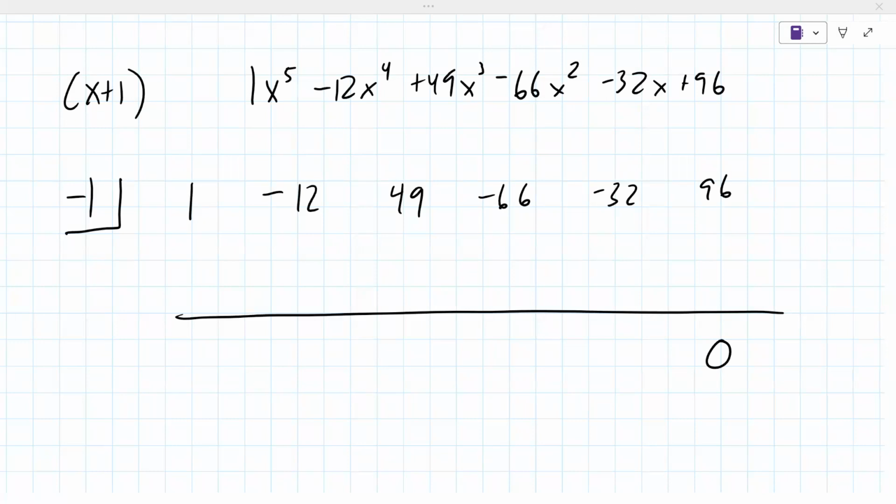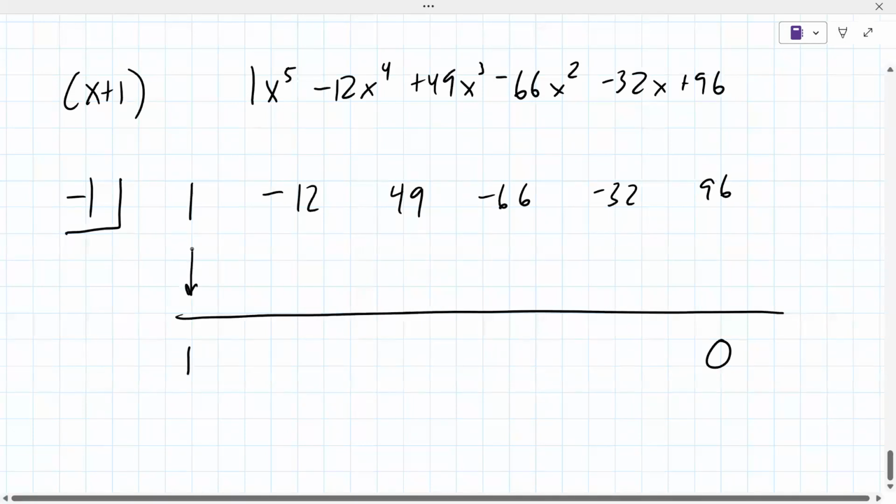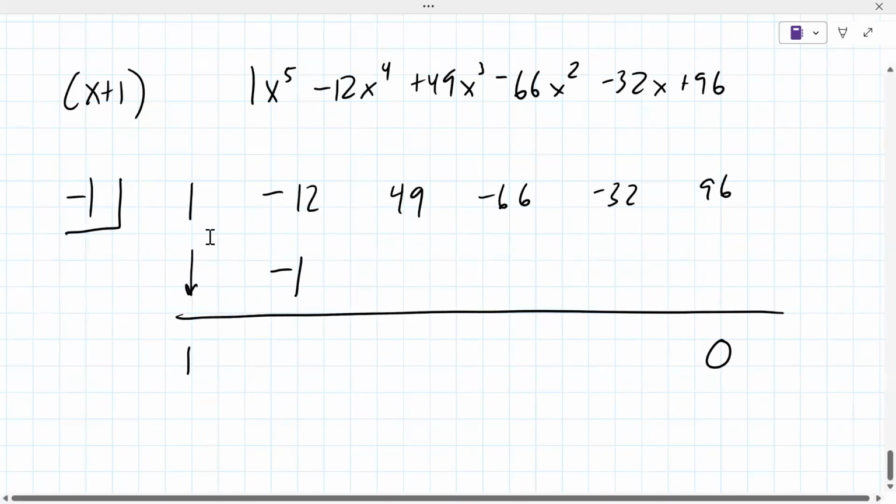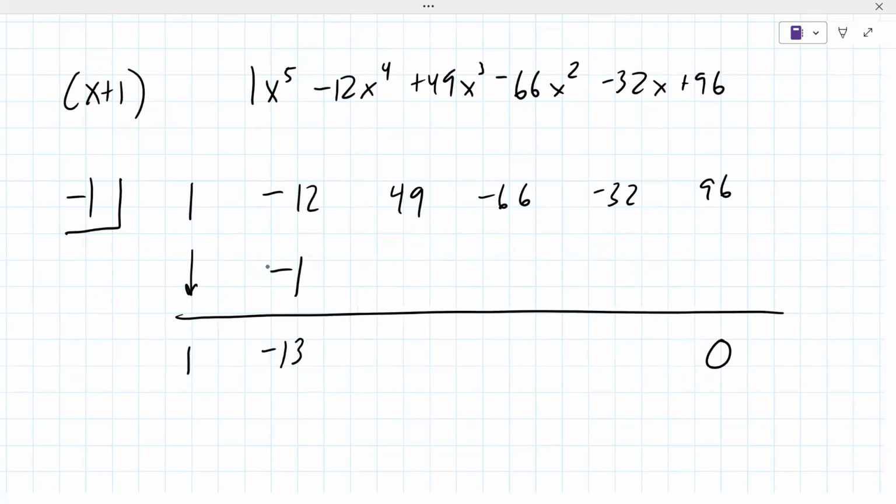Not sure. Let's take a look here together. If you had 1 here, what did you write in this next position under the -12? 1. So you're multiplying these, that should be -1. So 1 times -1 is -1, then you add these together to get -13.